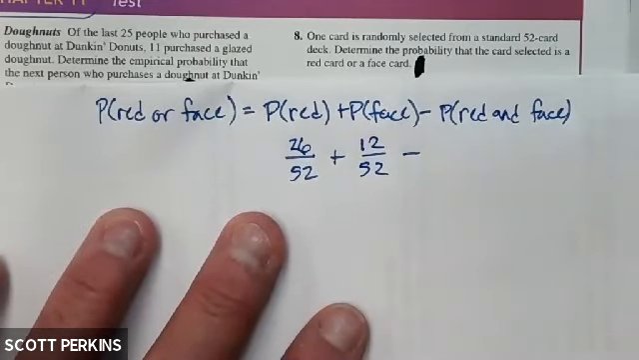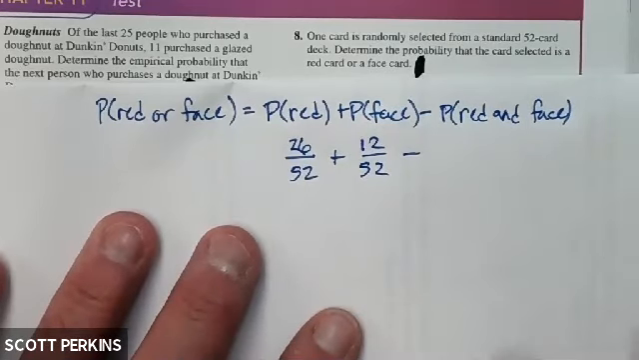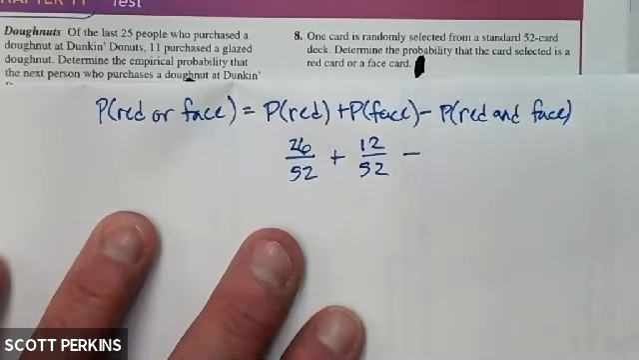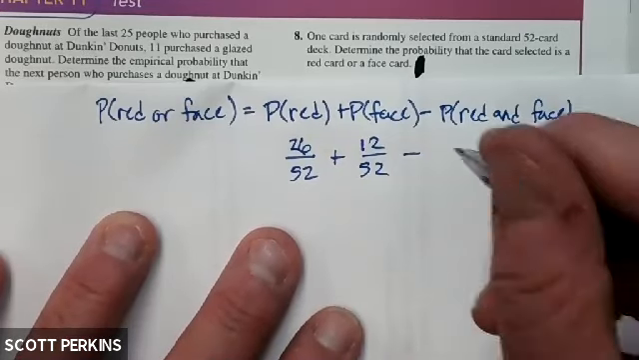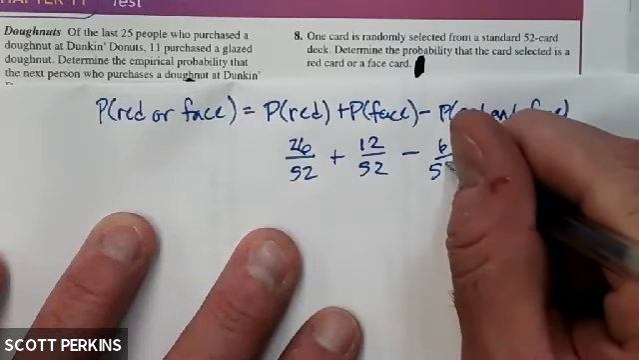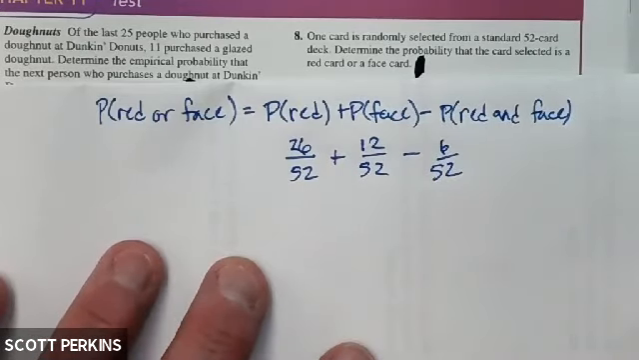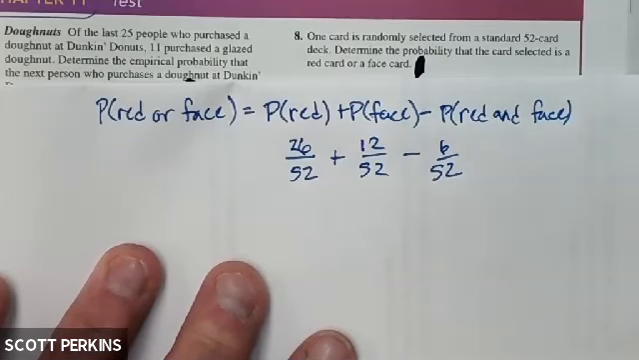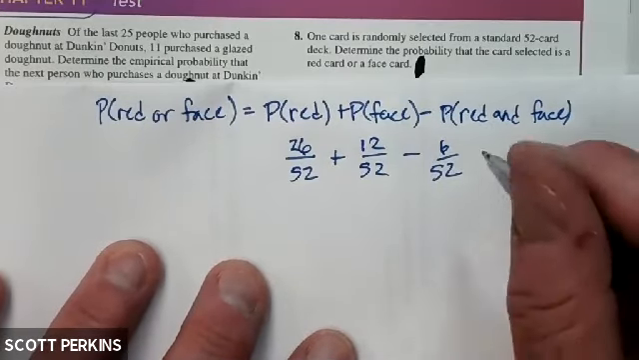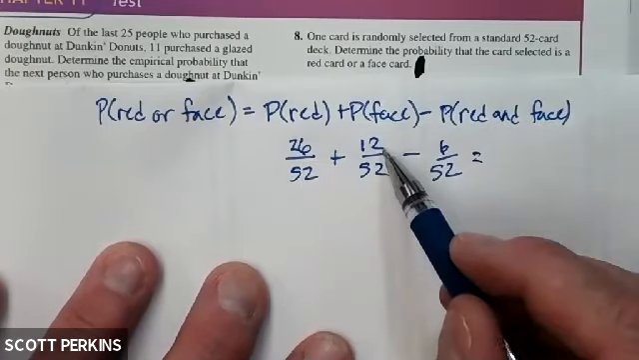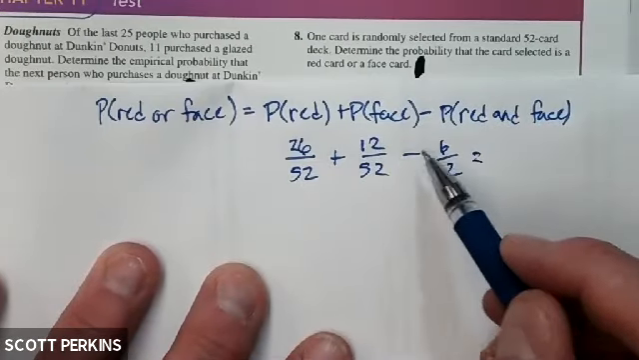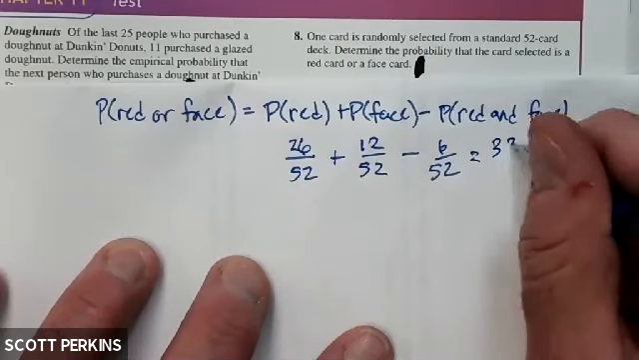But we've double counted some. These are not mutually exclusive events. How many red face cards are there? There's 3 hearts, there's 3 diamonds. So there's going to be 6 out of 52. Remember, it's the jack, the queen, the king. Those are the only 3 face cards in the deck. And so now I add those numbers together, 26 and 12, that is 38. Minus 6 is 32 out of 52.